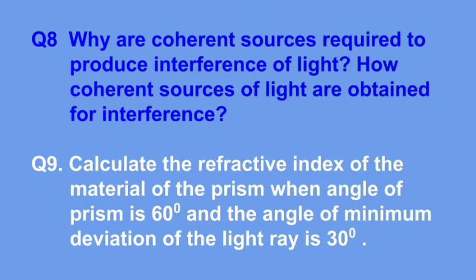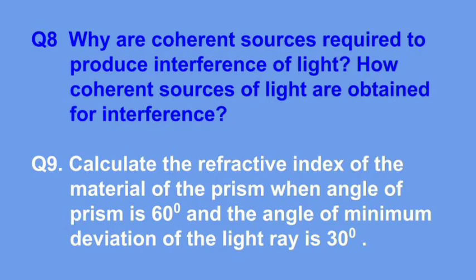Why are coherent sources required to produce interference of light? How are coherent sources of light obtained for interference? One of the conditions for interference is that the two light waves must have the same amplitude and the same frequency or wavelength. The coherent sources of light can fulfill this condition as they have the same amplitude and the same frequency. Hence, for interference, coherent sources are required.